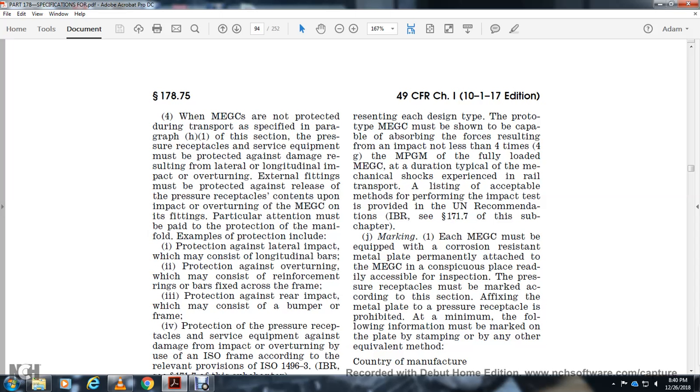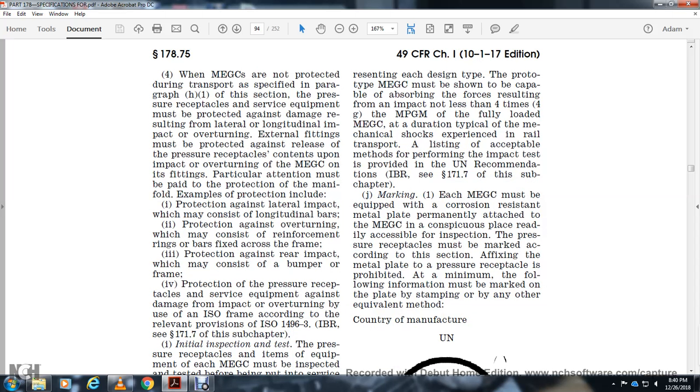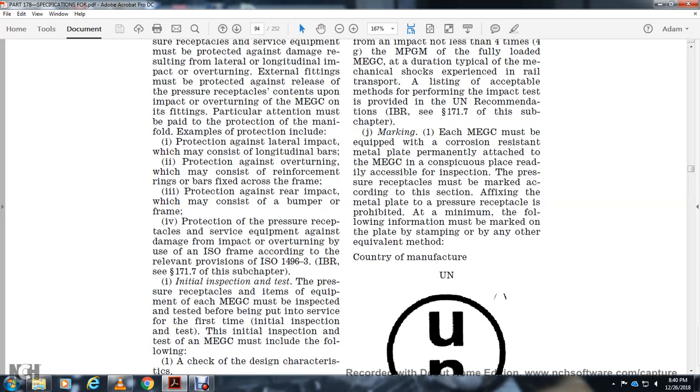Examples of protection include protecting against lateral impact, which may consist of longitudinal bars; protecting against overturning, which may consist of reinforcement rings and bars fixed across the frame; protection against rear impact, which may consist of a bumper or framework; and protection of the pressure receptacles and equipment against impact and overturning by the ISO frame in accordance with ISO 14963. Initial inspection and testing: the pressure receptacle and items of equipment, but the MEGC must be inspected and tested before being put into service for the first time.